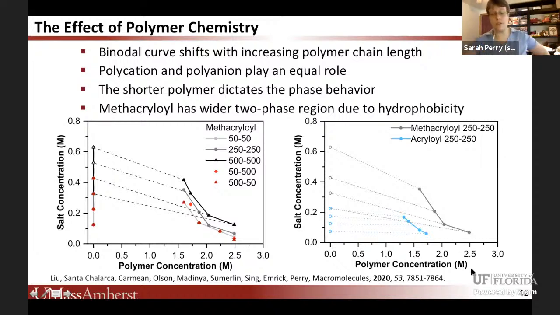And then I can also get to this question that I started with of what about polymer chemistry? And so here I'm comparing same chain length methacrylate versus acrylyl coacervates. And you can see a huge difference in the size of the two-phase region, far more dramatic than anything we did with length. And the argument that I would put forth here is that the methacrylate polymers, right, they have a methyl backbone on their backbone.